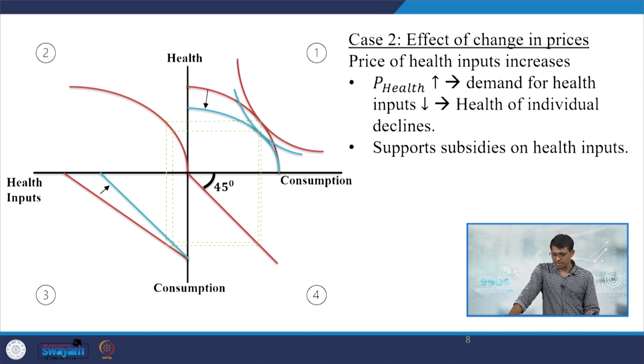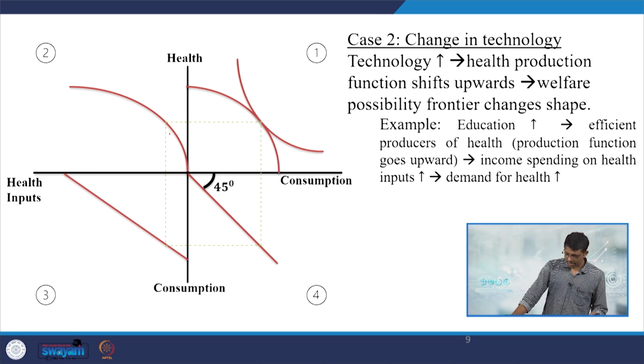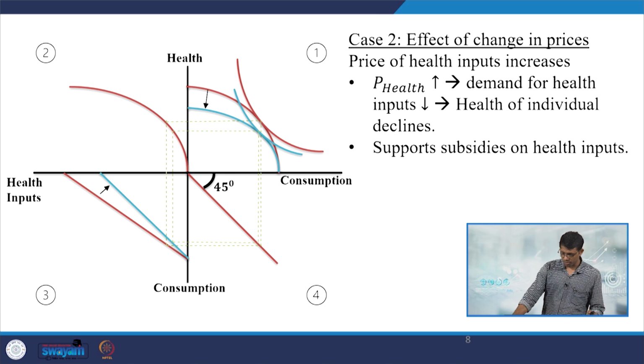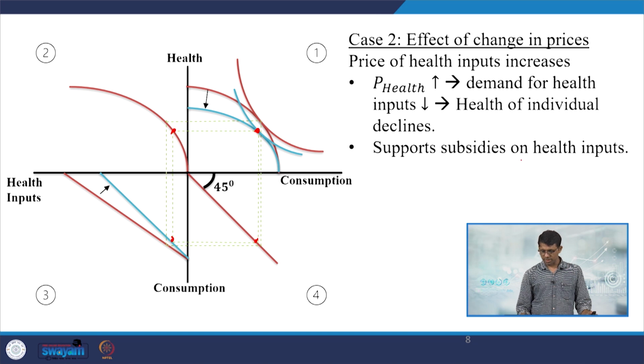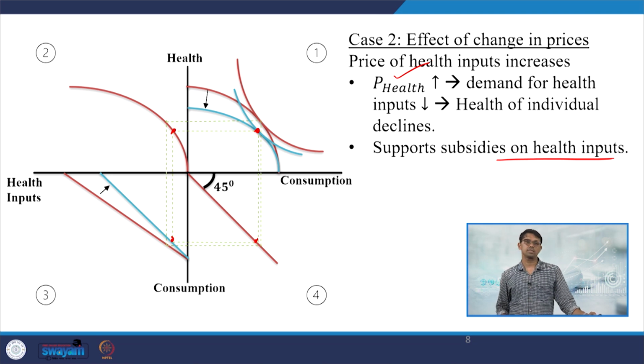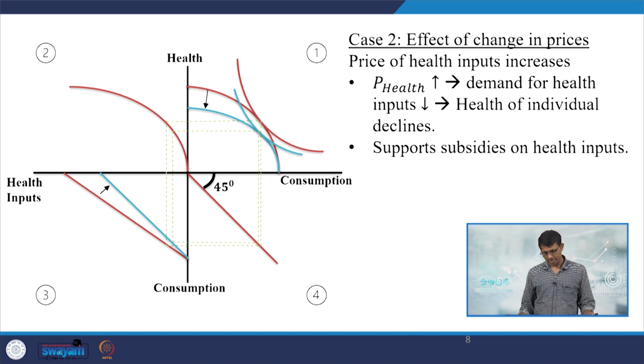With the rise in the prices of health inputs, the demand for health inputs declines, and this leads to the health of individuals also declining. All right, so this is what is mentioned. You can just have a check. Now we are landing on another point in all the cases. Hence this requires subsidization. This is what I wanted to conclude. Subsidies on health inputs are very much required, since we started with the point that if higher prices of health inputs are there, some subsidies are warranted.